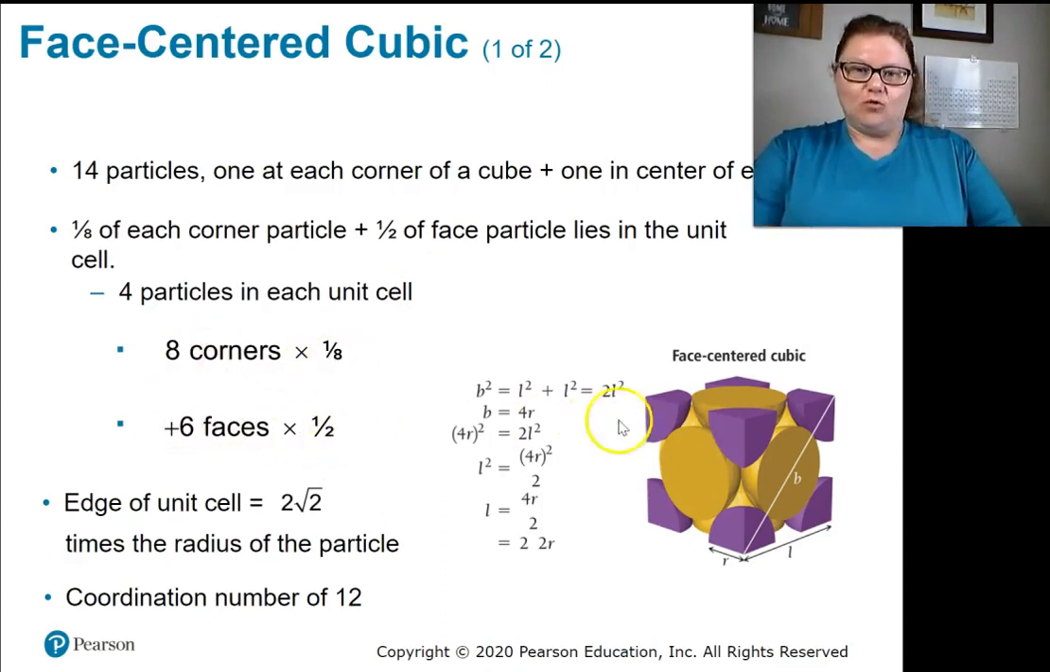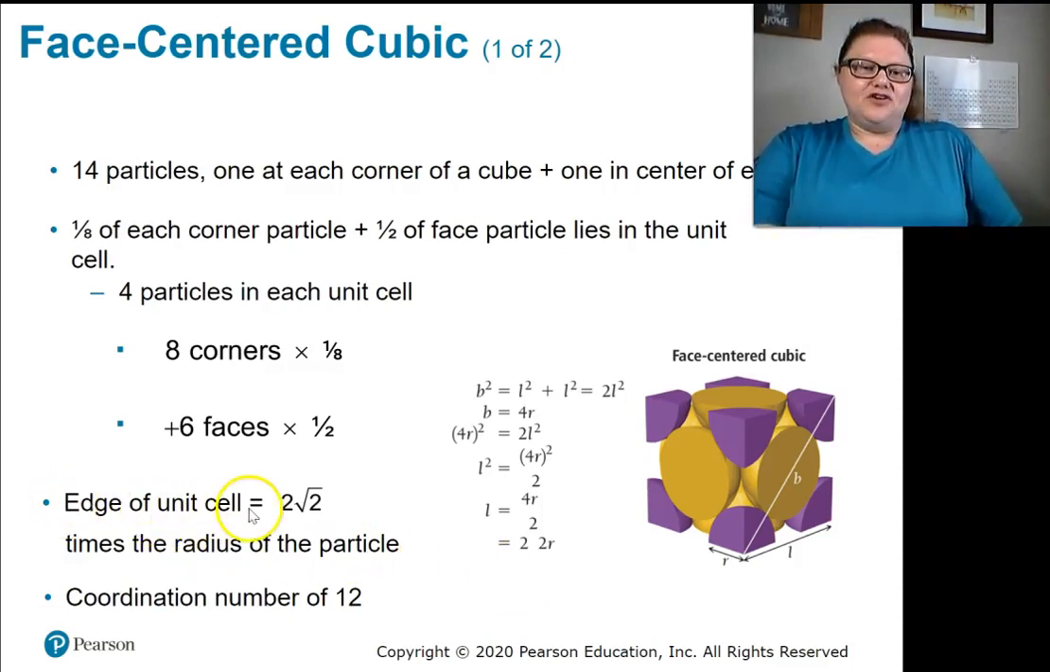And of course the 8 corners are still the purple. We still have 1/8 of each atom that is represented by those purples. And what we need to do here to figure this out is a little bit of kind of quadratic formula here. And so we'll be seeing that in an example in just a minute.